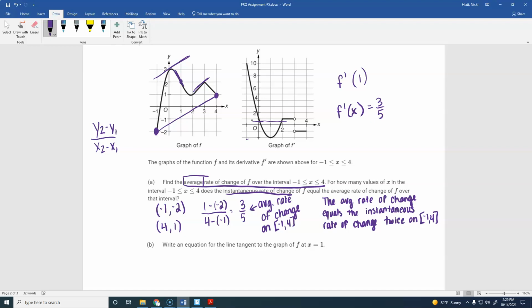So you're not writing like the average rate of change of f of x equals. It would be a good idea to put of f there, because basically you're restating what's said here, but I think you'd be okay if you did not. Like if you said the average rate of change of f equals the instantaneous rate of change of f twice on -1 to 4, that'd be better probably than what I've written, but what's here is acceptable. It's good enough. Okay. Questions on A?